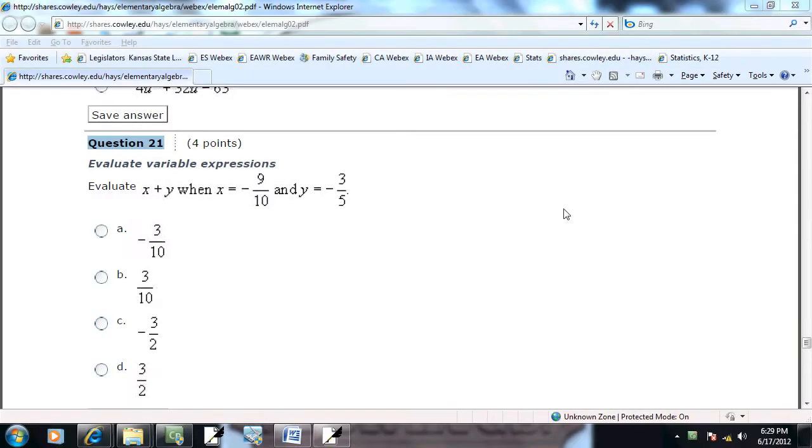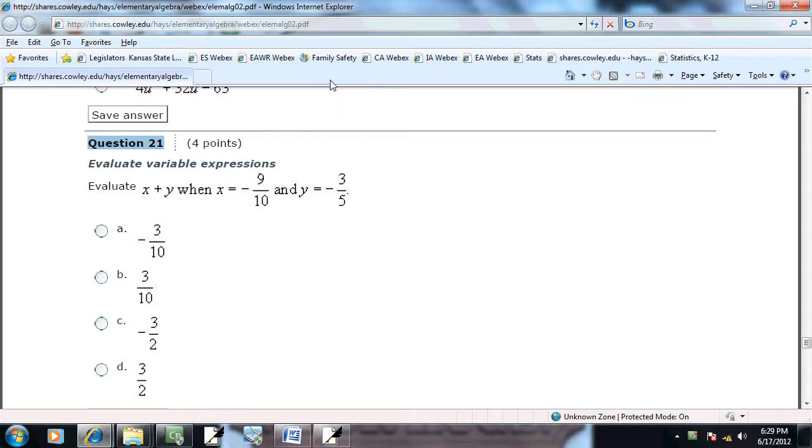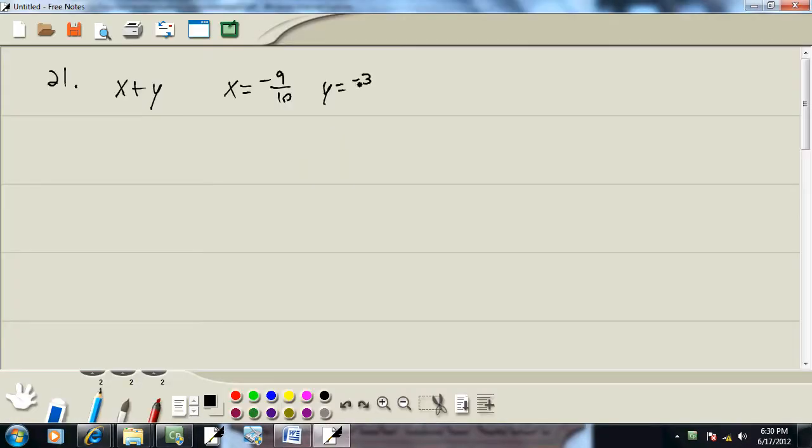Let's take a look at number 21. We're evaluating variable expressions. So we got x plus y. Then they tell us x is negative 9/10, and y is negative 3/5.